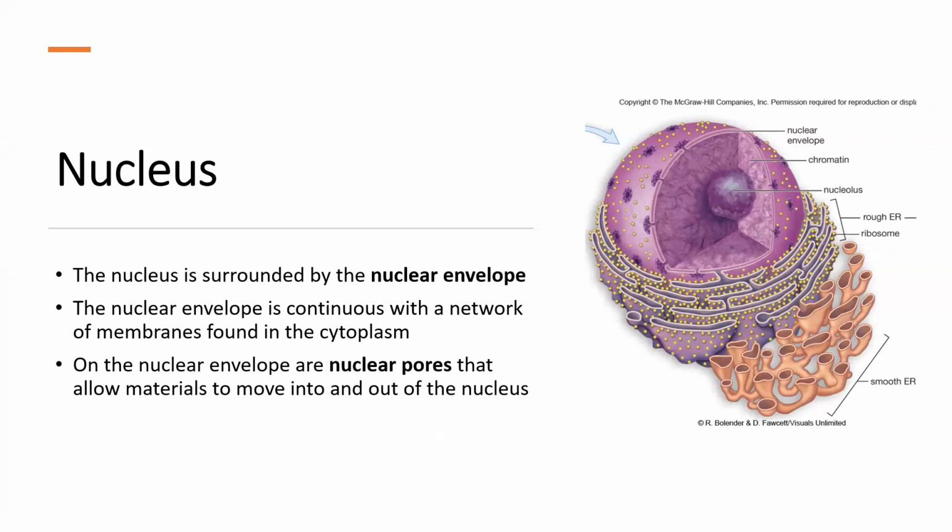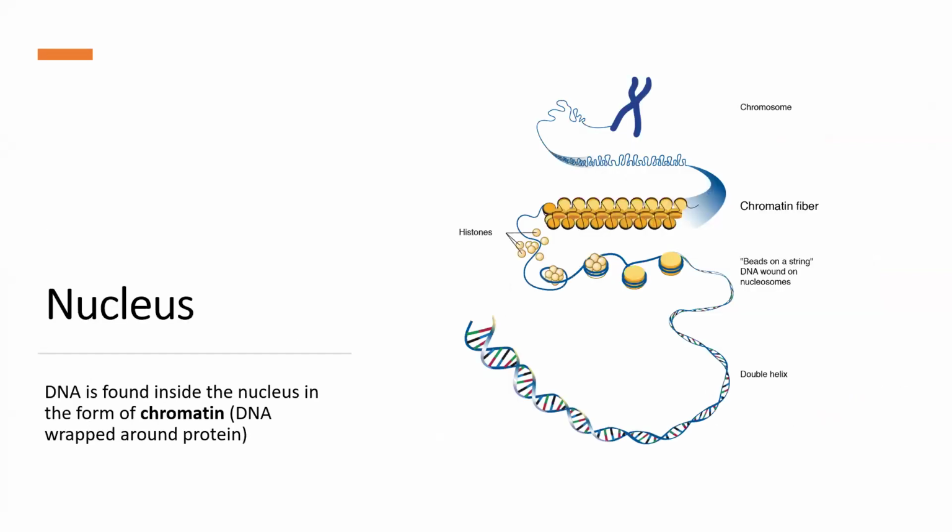Sometimes they are stuck to the network, making it rough ER. And then you have more network that do not have the ribosomes, and we call them smooth. This is the DNA I was telling you about. They wrap around the yo-yos, the proteins, and then they become chromatin. But they can further condense, they can pack even more and become the chromosomes.